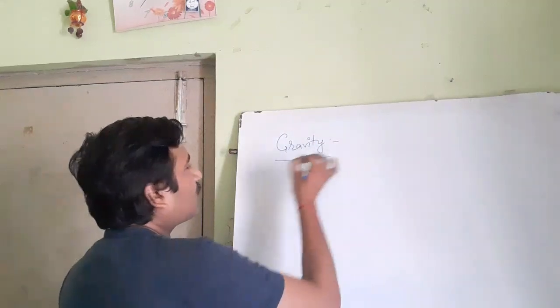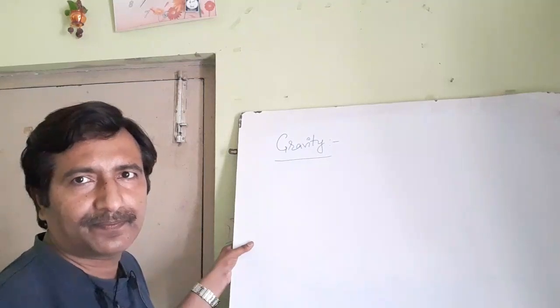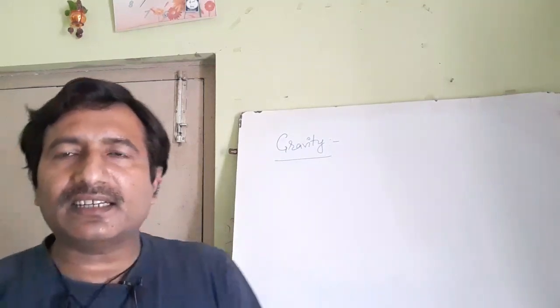At first you have to understand the difference between gravity and gravitation. Actually, gravitation is the force between two bodies due to interaction of their masses, and gravitational force is the force acting between two bodies due to their masses. Gravity is a special case of gravitational force.